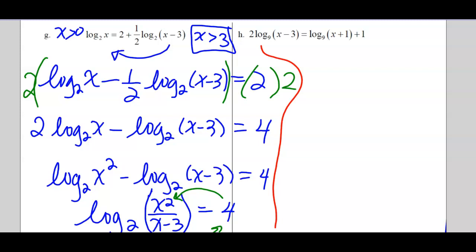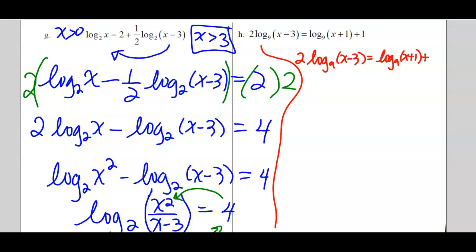You could convert 1 to a log with base 9 if you wanted to. Okay, so maybe why don't we do that? Because it's a little bit different method rather than bringing the x terms together, just in case you might prefer that.